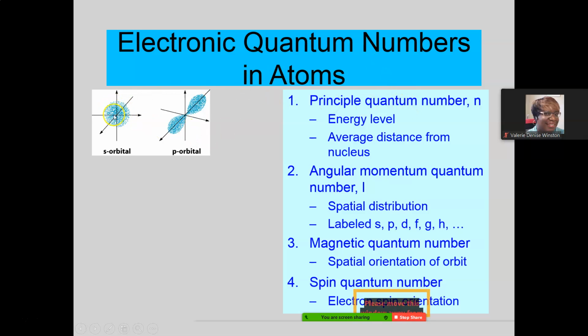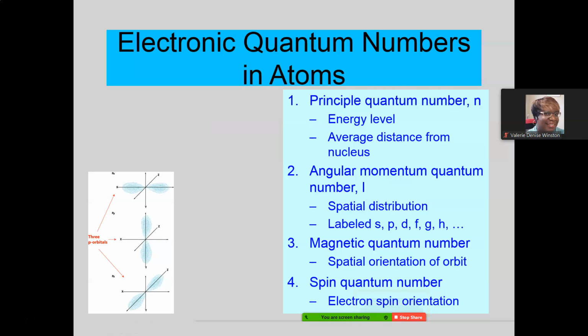Okay, only one S orbital per N. The P orbital goes along each of your coordinate axes, so you have one on this one, one on this one, and one on that one. So you have 3 possible P levels for every N. One on this one, one on that one, and one on that one. Those are your 3 P orbitals for every N that you have.